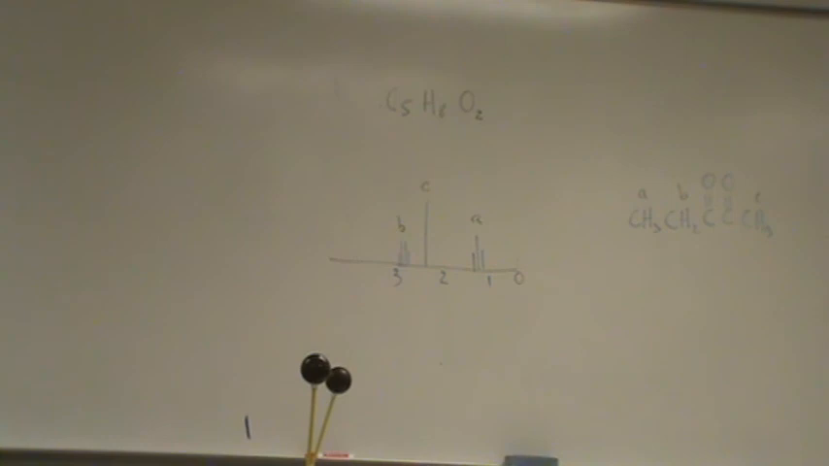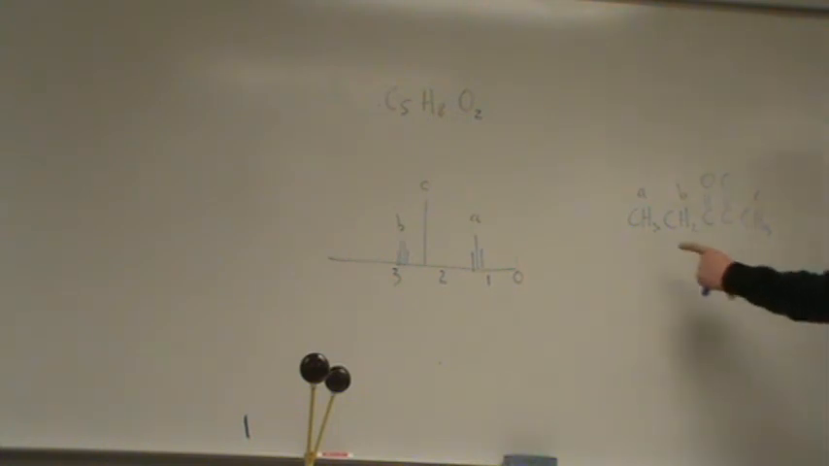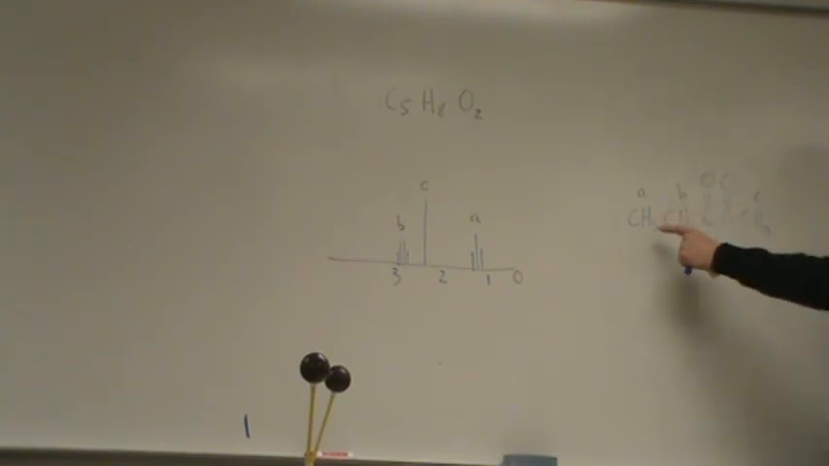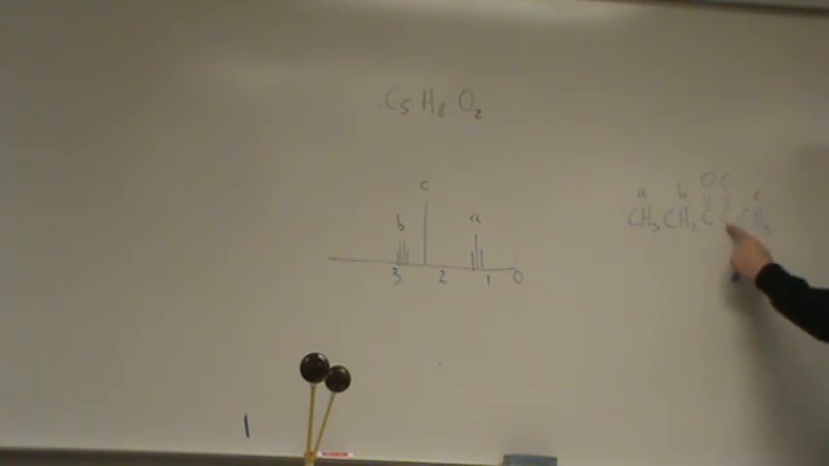I have a question. Why is C more downfield than A? It's right next to the deshielder. A is further away from it. So that makes sense.